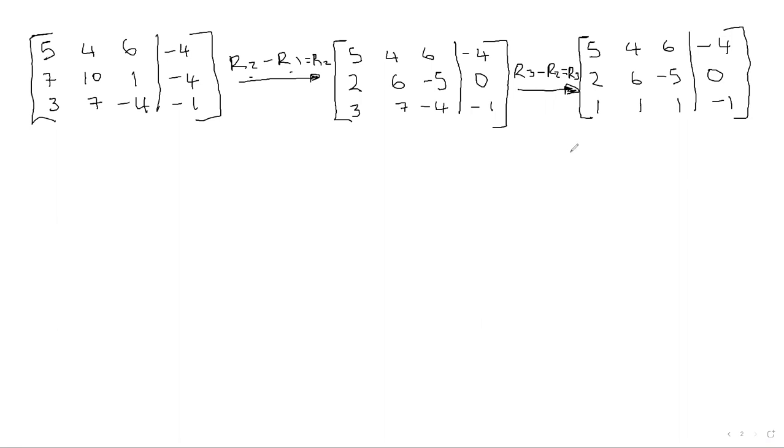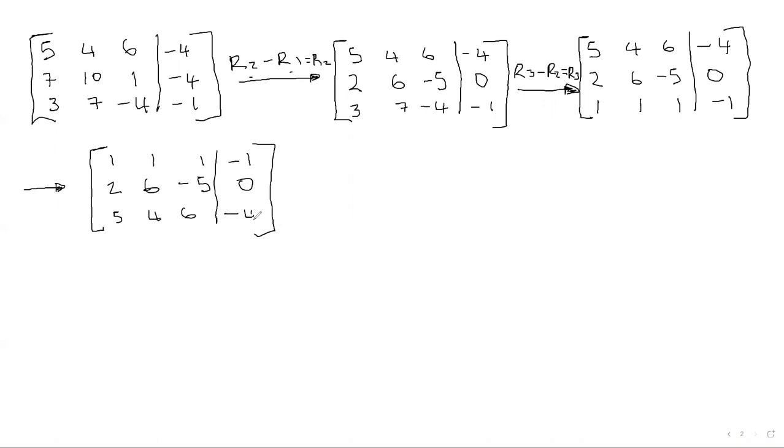Now, wonderful. Now we can start doing what we normally do. This was just a way of cleaning it up so that we end up getting that row that has a 1. And here we have it. Then we can just move it and put it at the top. So it's another row operation, just putting it at the top. We exchange. It's going to go 1, 1, 1, minus 1. Then it's going to be 2, 6, minus 5. Then it's going to be 5, 4, 6, minus 4, right?